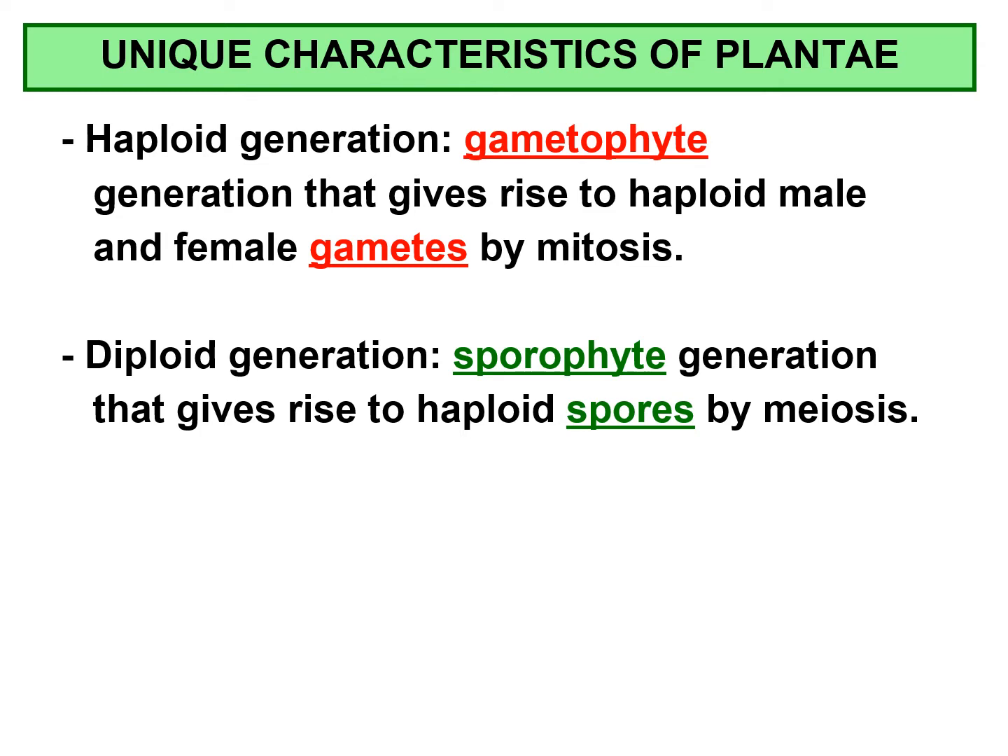So, the gametophyte generation is the generation that gives rise to haploid male and female gametes by mitosis. While the diploid generation is the sporophyte generation that gives rise to haploid spores by meiosis. So, the diploid generation will undergo meiosis, thus produce haploid spores, while the haploid generation will give rise to female and male gametes by mitosis. So from haploid to haploid by mitosis. Understand that process.